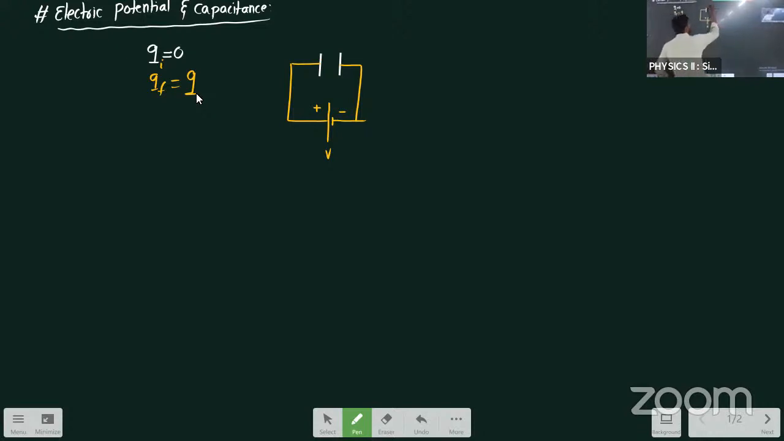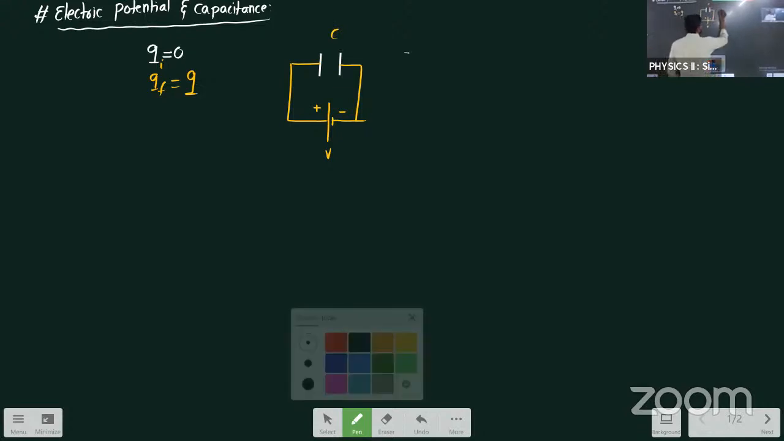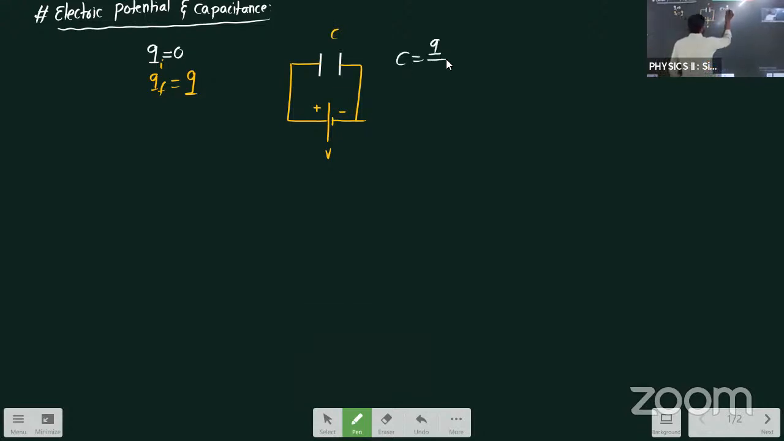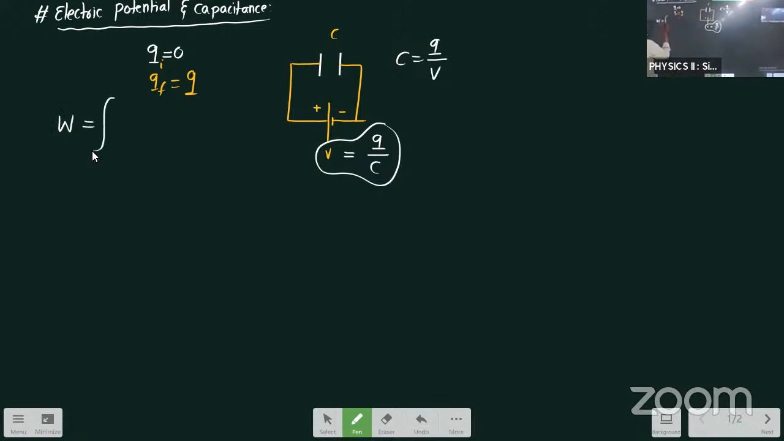Now, we know that the capacitor is having a capacitance C, and what is the formula for capacitance? C is equal to Q divided by V. From this, I can write potential V is equal to Q divided by C. Now, the work done in charging the capacitor is given as integral V dQ. What does this W represent? W represents the work done in charging a capacitor from 0 to Q.